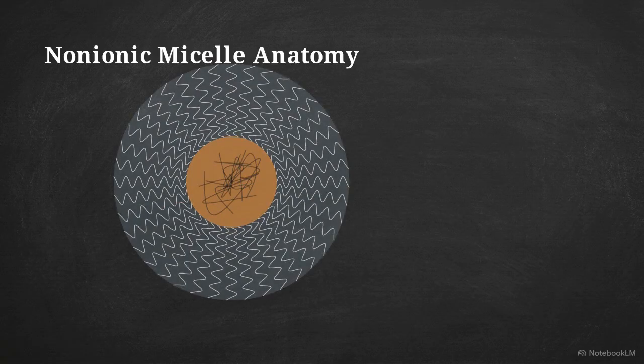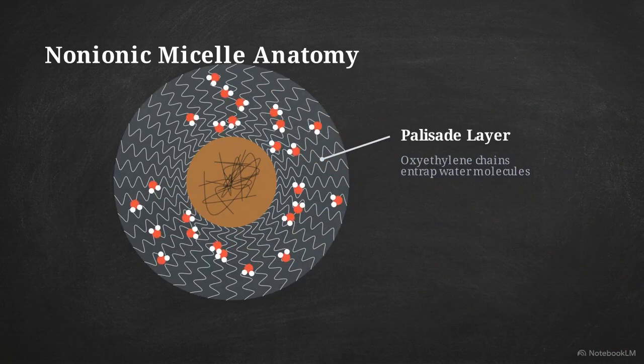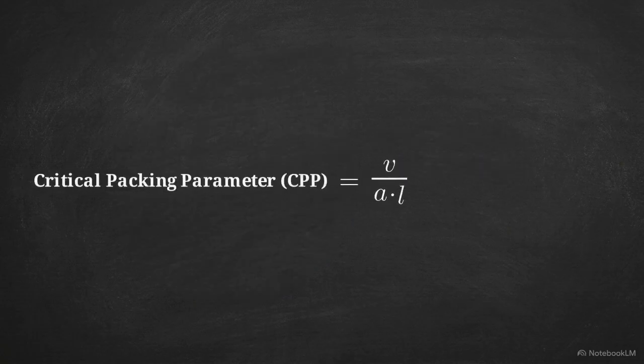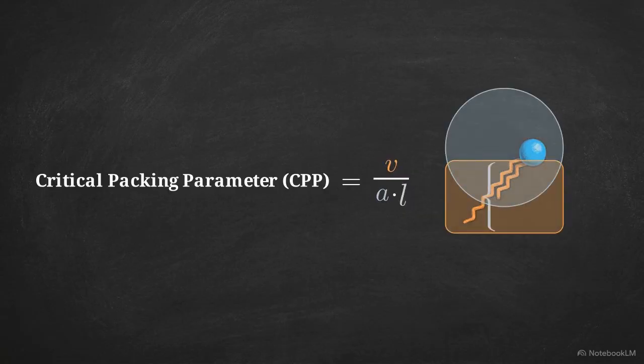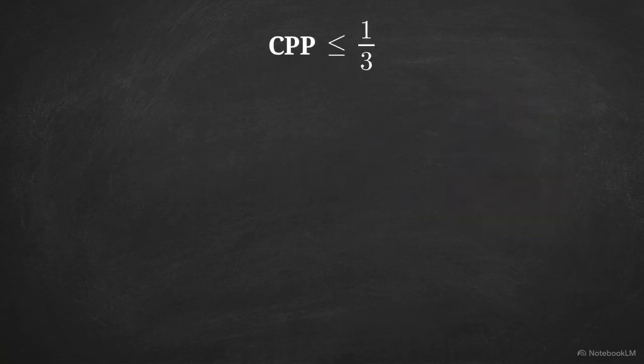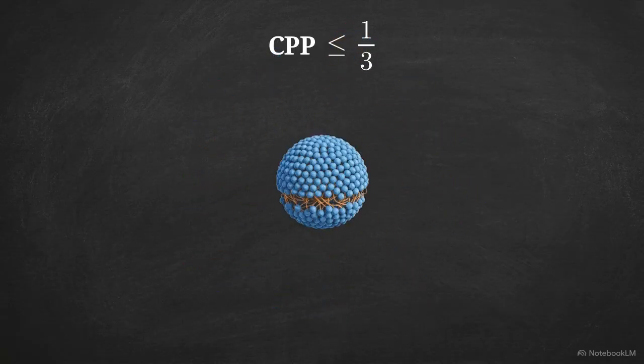Non-ionic micelles lack these layers. Instead, their core is surrounded by a shell of oxyethylene chains, called the palisade layer, which entraps surrounding water molecules. The geometry of these micelles is determined by the critical packing parameter, a ratio of the hydrocarbon chain volume to the area of the head group and the chain length. When that ratio is less than or equal to 1/3, the resulting geometry is strictly spherical.